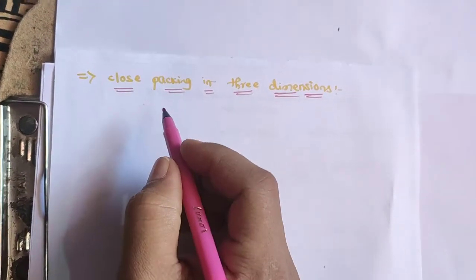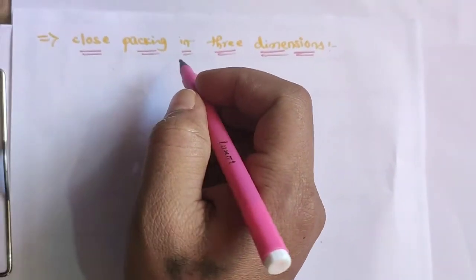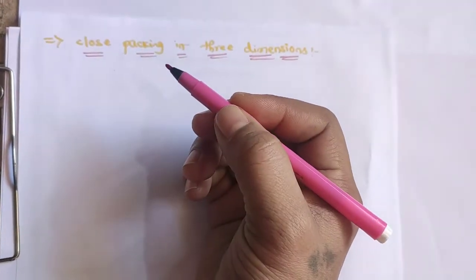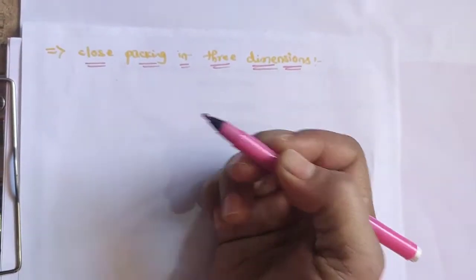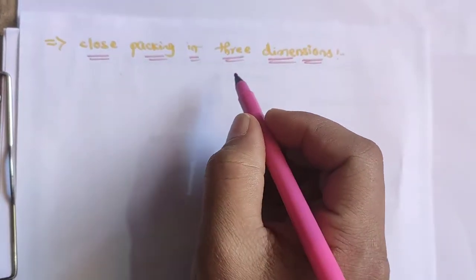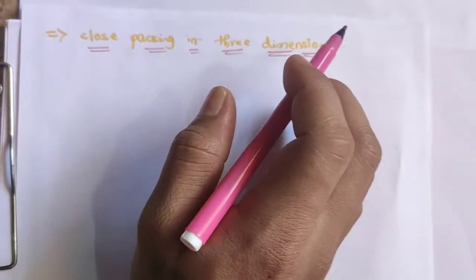Hi students, in this video I will explain about close packing in 3 dimensions: how this arrangement happens from 1 dimension to 2 dimensions, and from 2 dimensions to 3 dimensions. In this video we will learn how close packing appears in 3 dimensions.